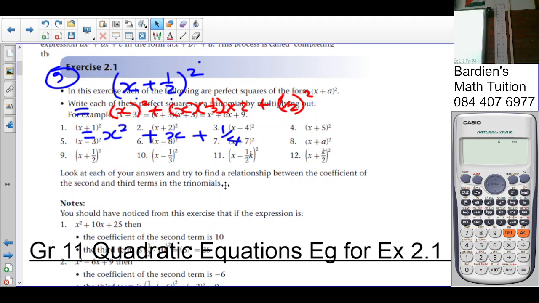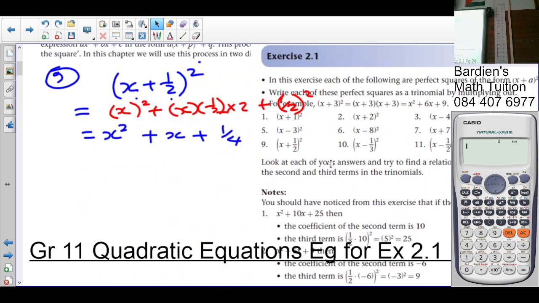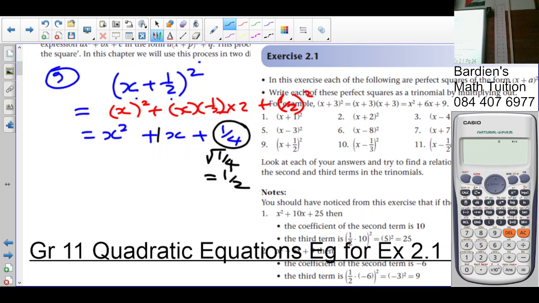So here we are told to look at each of your answers and try to find the relationship between the coefficient of the second and the third term in the trinomial. But we dealt with this in grade 10. We came to the point where we said that the last term, or the third term, is the square of half the coefficient. The last term is a quarter, hence that answer there. And the middle term, or the second term, is going to be the first term times the second term times 2. You guys understand?